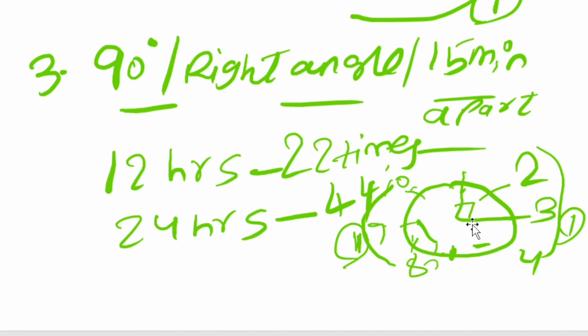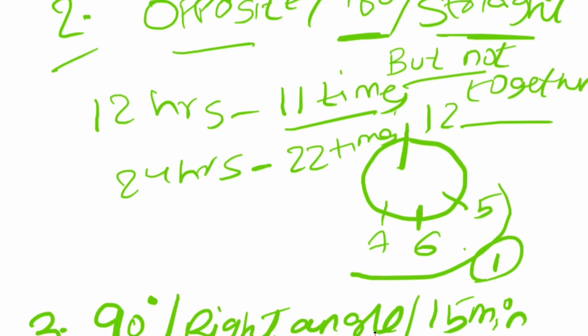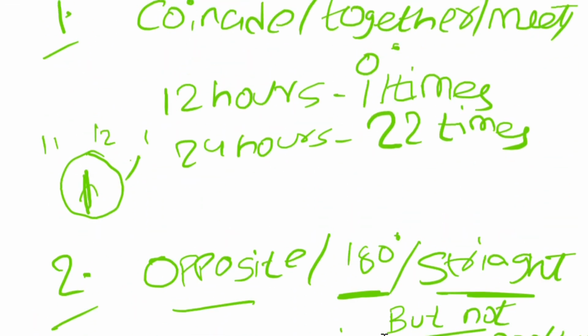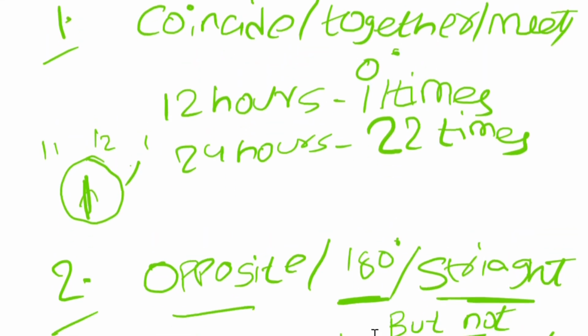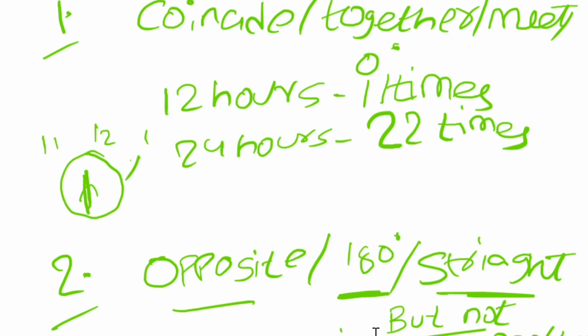So I told you they will form a right angle every hour before 6 and after 6, but between 2 to 4 and 8 to 10 they will form a right angle only once. You can also observe your own clock for clarity. So in 12 hours they will form a right angle 22 times, in 24 hours 44 times. This is the basic concept everyone requires before attempting questions on clocks, coincide or opposite or right angle. These are very straightforward questions you will get in your examination.